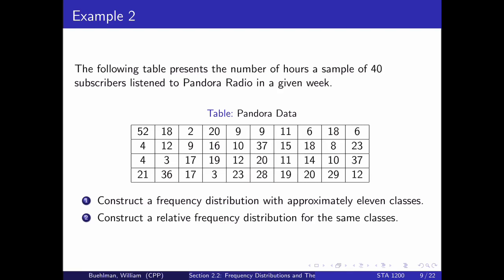Example 2. The following table presents the number of hours a sample of 40 subscribers listen to Pandora in a given week. So we can see all the data here. So construct a frequency distribution with approximately 11 classes. So you've been given the number of classes to use, which is 11. And I also want you to do the same thing with the relative frequency, also using 11 classes.